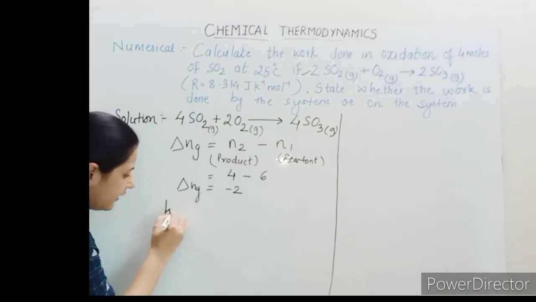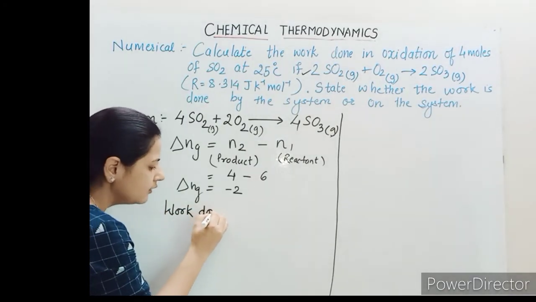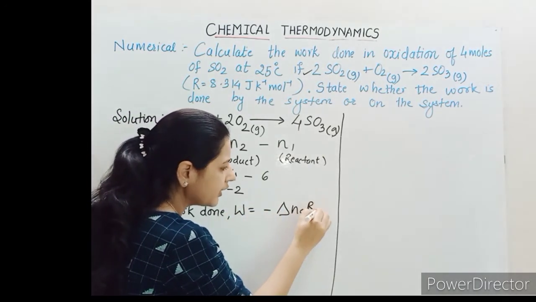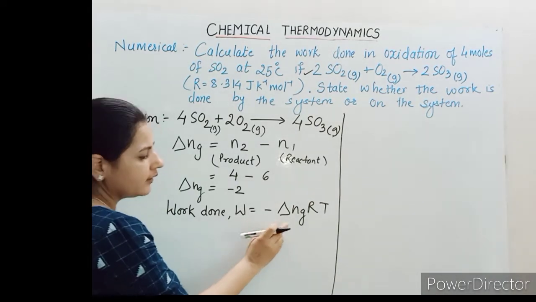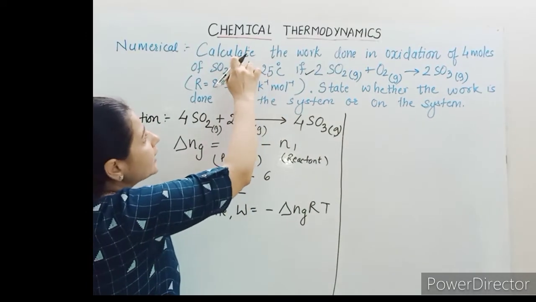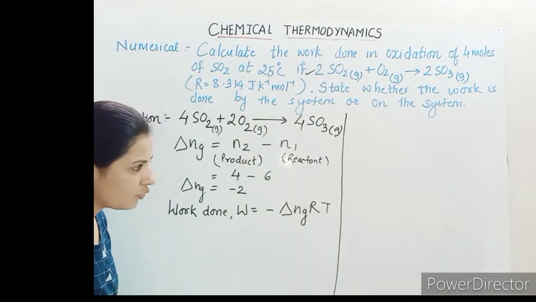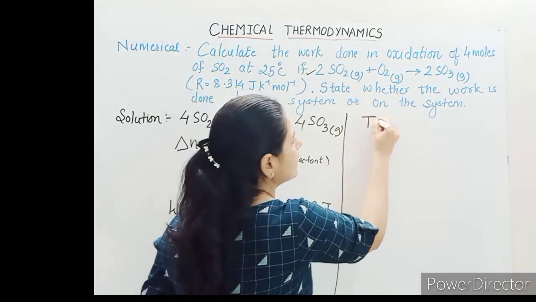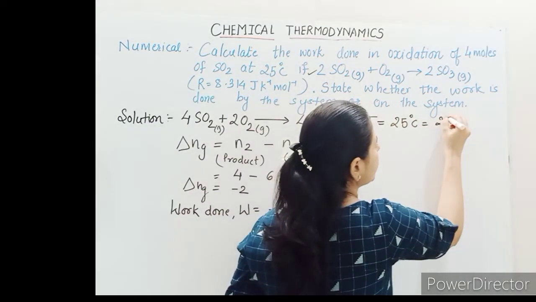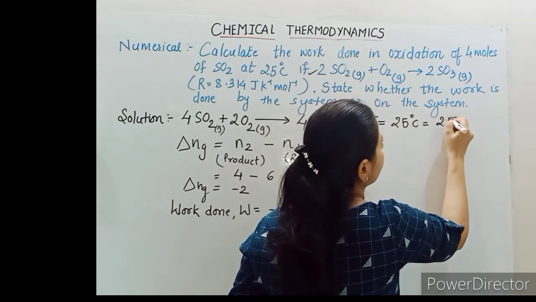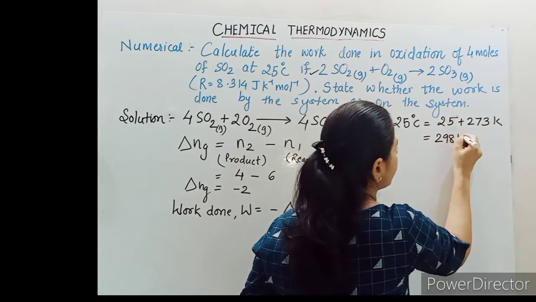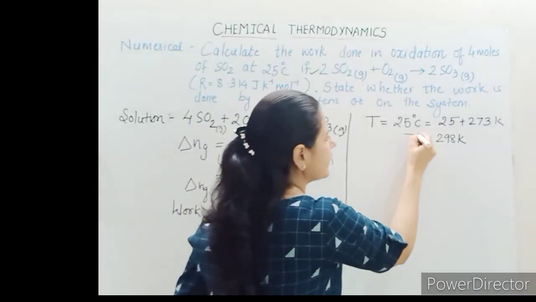And just now we have said that the work done, or W, is equal to minus Δng into R into T. Okay. Now in this case we have just found Δng. R is given to us in joules per Kelvin and temperature is given in degrees Celsius. So we have to convert that temperature. T is given to be 25 degrees Celsius. So we have to convert it into Kelvin. So it will become 25 plus 273 Kelvin, and that is nothing but 298 Kelvin. So T is 298 Kelvin.